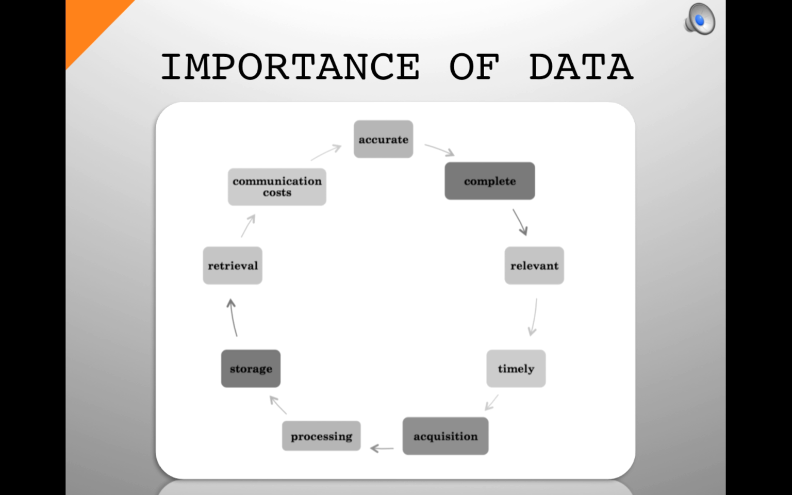For example, data is accurate, complete, also very relevant. It saves a lot of time. It can help you get acquisitions. It helps also with processing, making it faster. You can store a whole bunch of stuff with data. You can find different data, retrieve them. Also increases communication and etc.